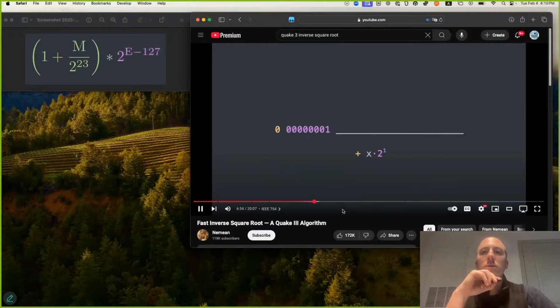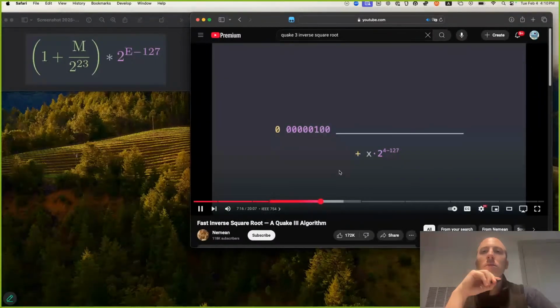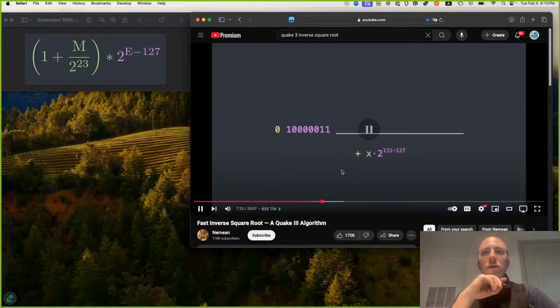That means 2 to the 1, 2 to the 2, 2 to the 3, 2 to the 4, and so on. With 8 bits, we can represent numbers between 0 and 255. But that's not exactly what we need. We also want negative exponents. This is why everything is actually shifted down by 127. So instead of 2 to the 4, we actually have 2 to the 4 minus 127. If we actually want the exponent to be 4, the bits need to be set to 131. Because 131 minus 127 is 4.